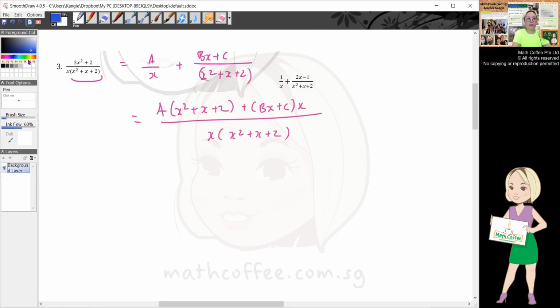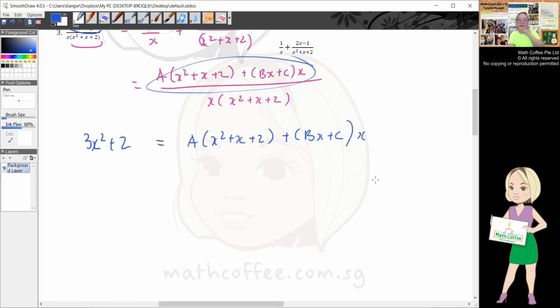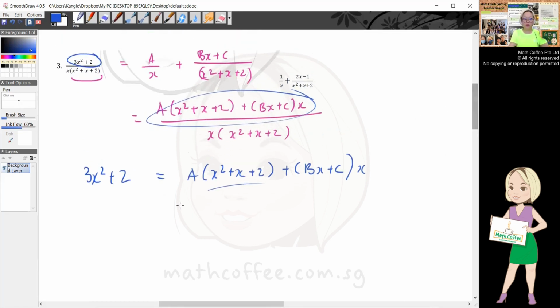So now let's compare this one and this one. So I have 3x squared plus 2 equals ax squared plus x plus 2 plus bx plus c and x. In this case, because you don't have a lot of brackets, you can only use compare coefficient. So let's rainbow it out.